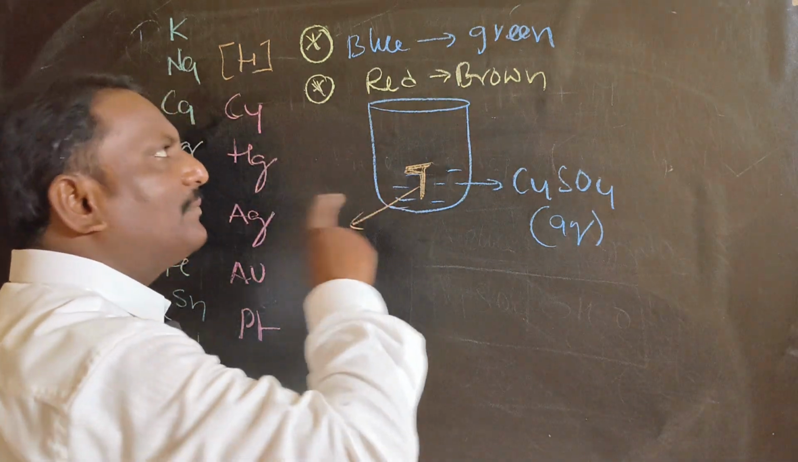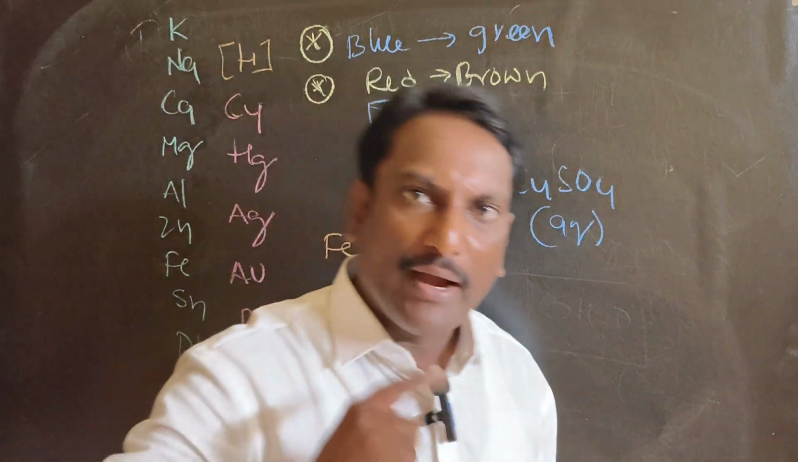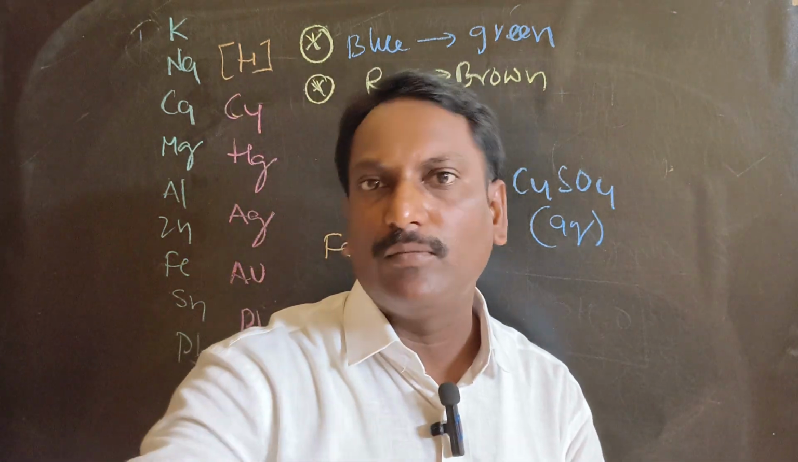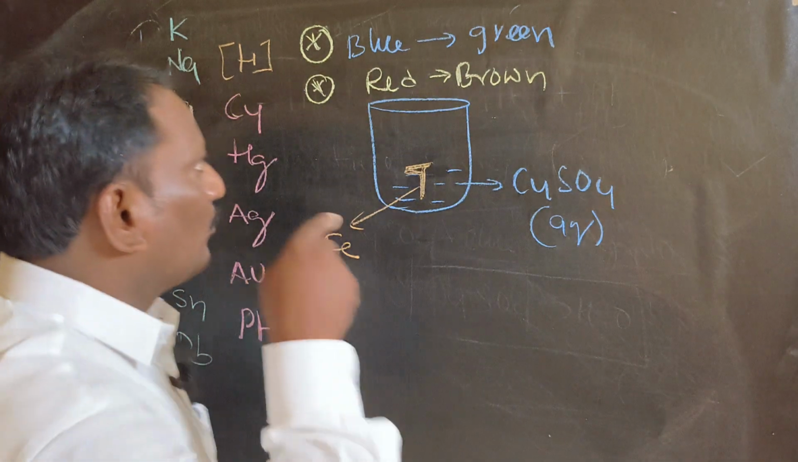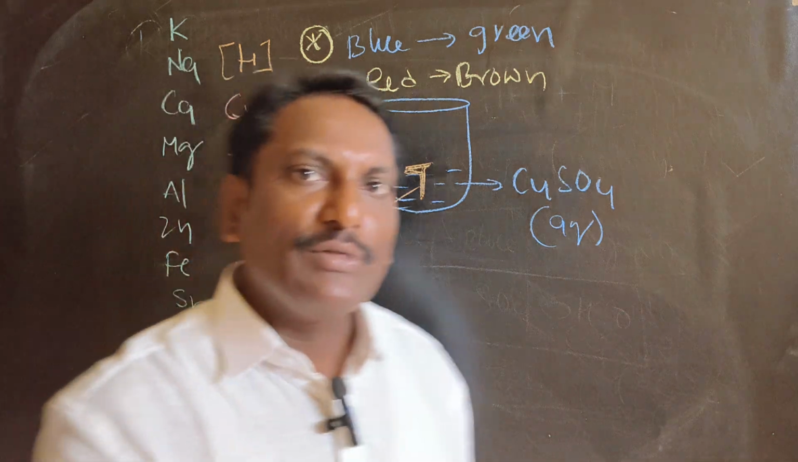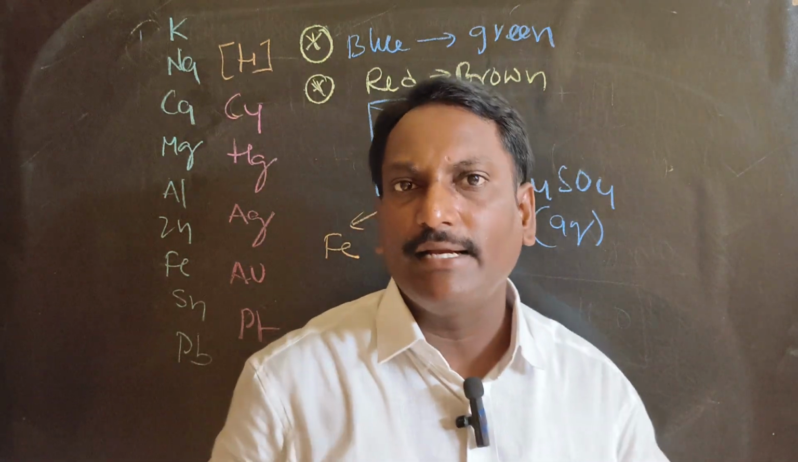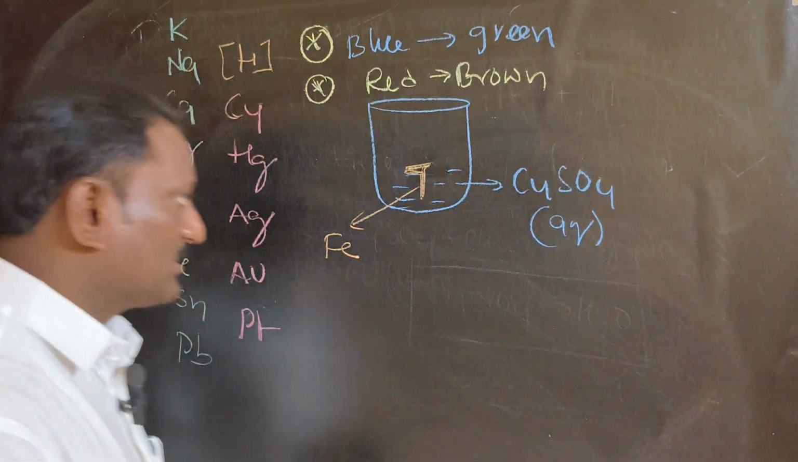Now what is the reason behind that? Why does the color of copper sulfate change from blue to green? And why does a reddish brown substance get coated on the surface of the iron nail? What is the reason behind that? Let us understand.